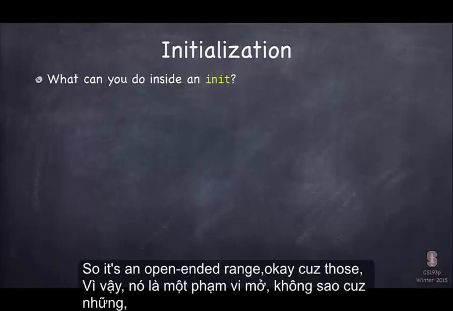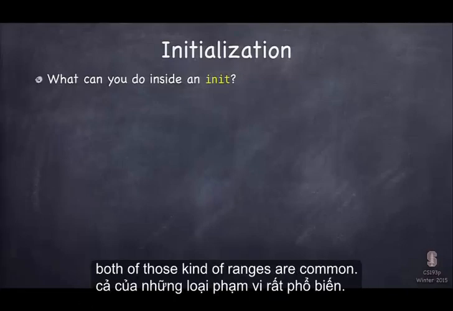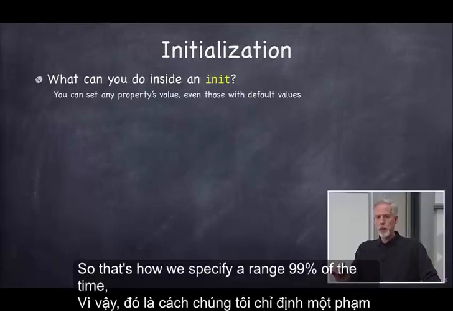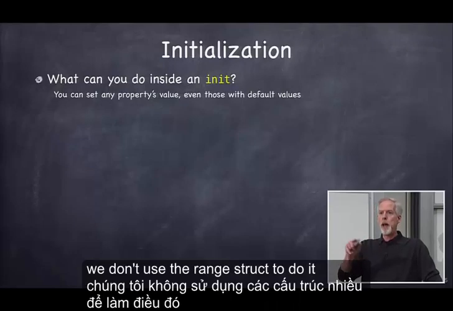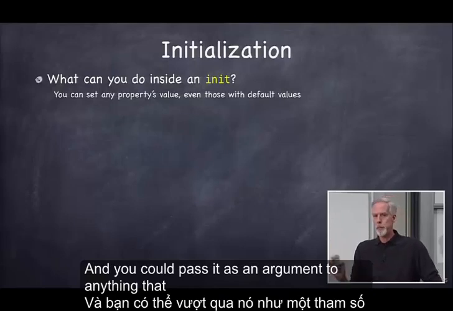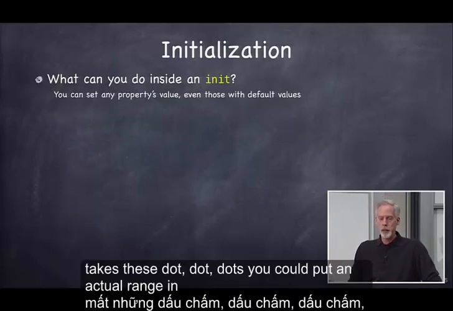We saw what we did in calculator brain. We initialized some stuff. But what can you do? Well, you can set any property's value in there. You can even set properties that have default values. So even if you have a property you said equals 12, in your init, you could reset that thing to something else if you changed your mind in init. Okay? You could do that.